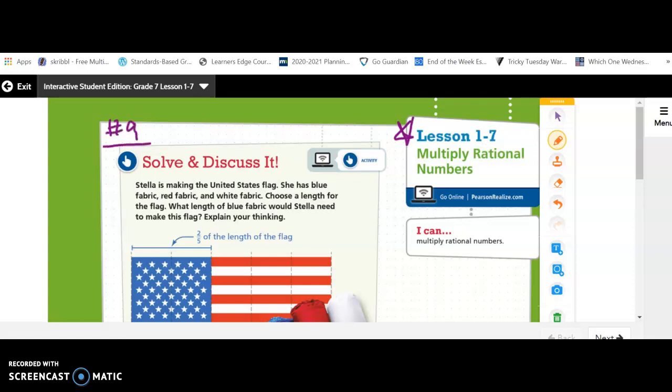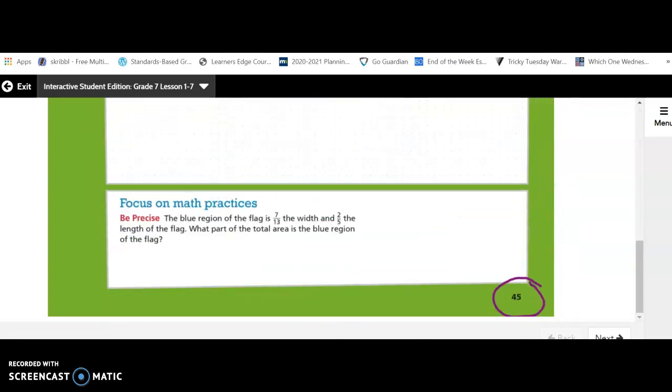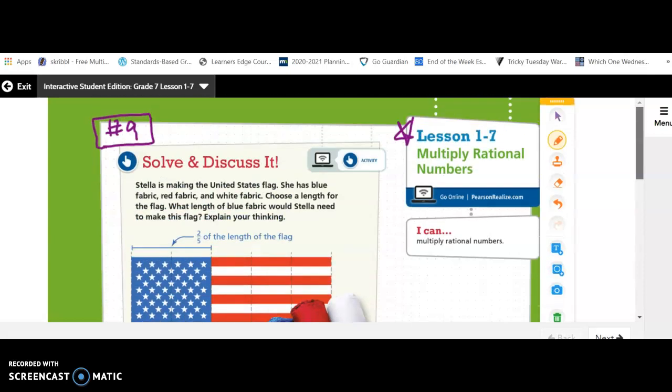This is the first video lesson of concept number 9 for Math 7, and this lesson comes out of our student workbooks, lesson 1-7, which begins on page 45 in our workbook. If you don't have your student workbook and a writing utensil out, please get one out now so that you can take these notes and follow along as we go.